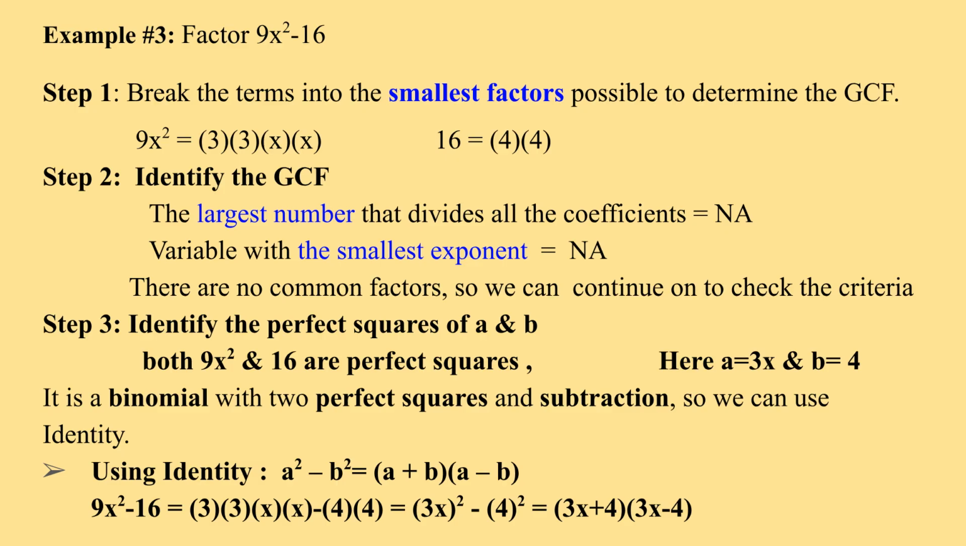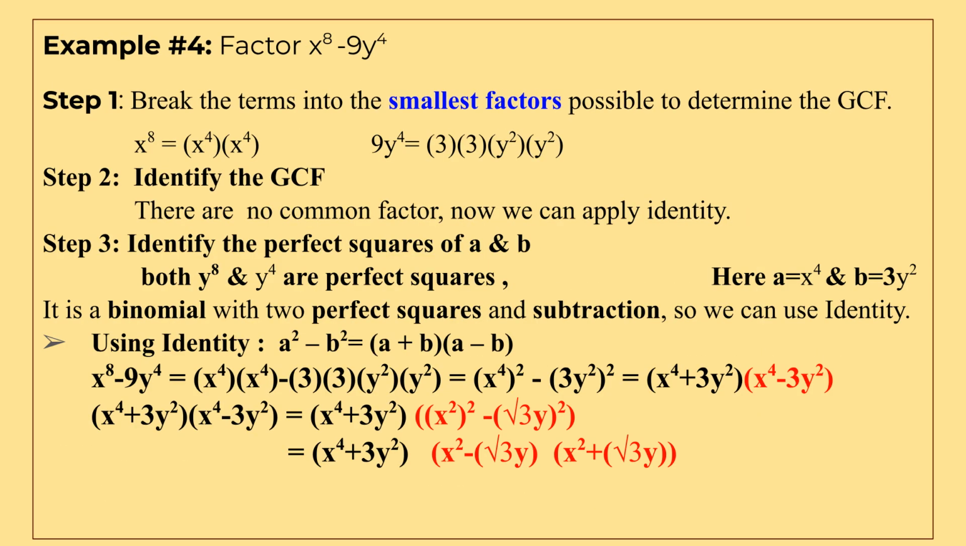For example number 3, factoring 9x squared minus 16, we find it's a binomial with perfect squares and subtraction. Here, a equals 3x and b equals 4. The factored form is 3x plus 4 times 3x minus 4.